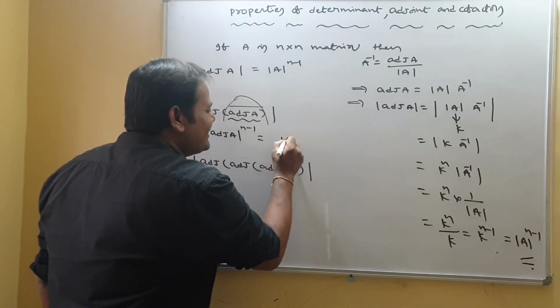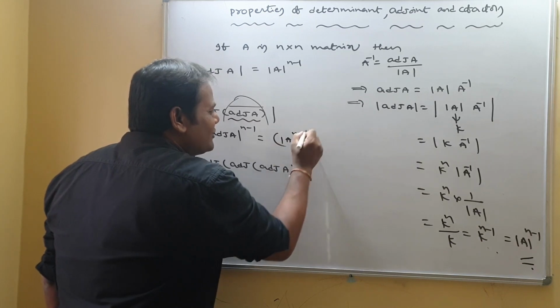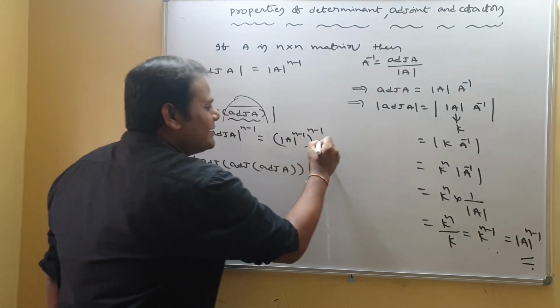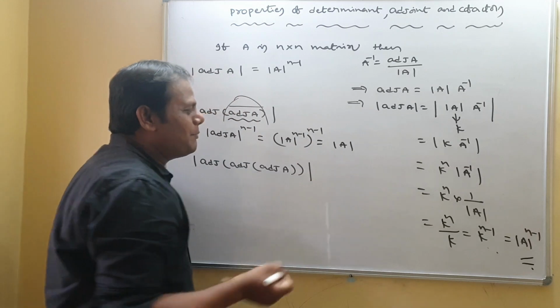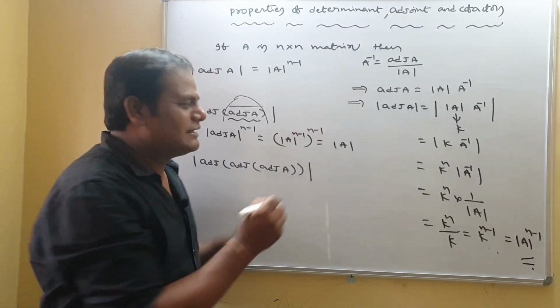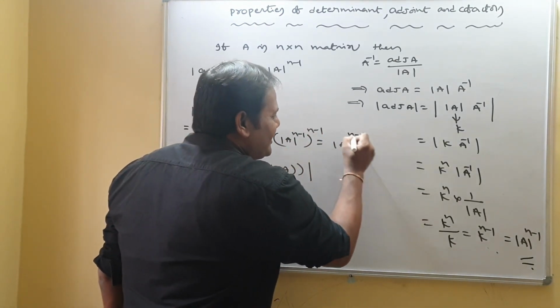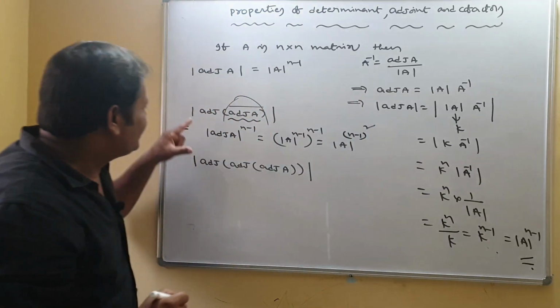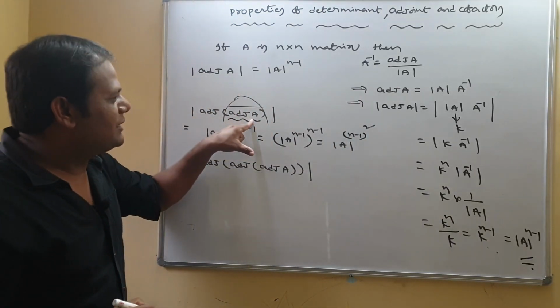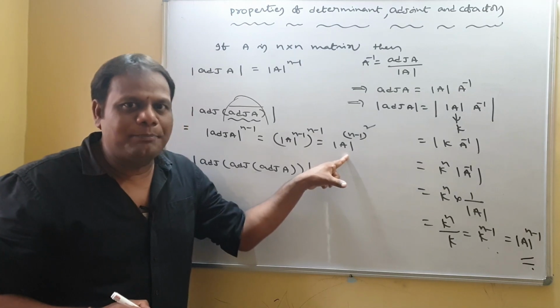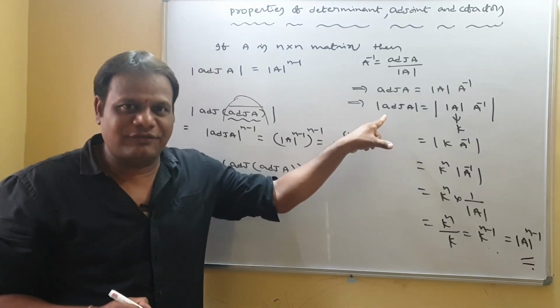So you can write det A power n minus 1, whole power n minus 1. Can you tell what this is? Det A power n minus 1 into n minus 1, which is n minus 1 square. So det adjoint of adjoint A is det A power n minus 1 square.